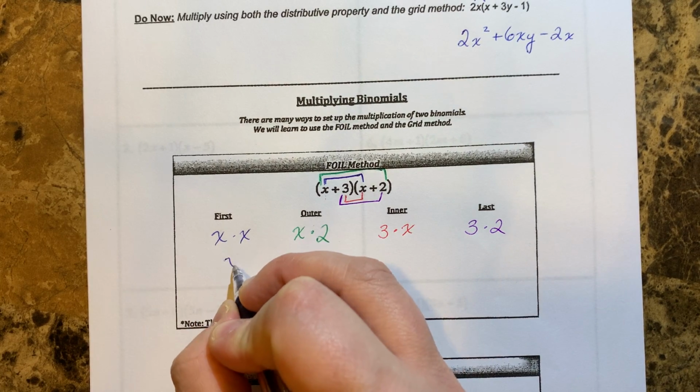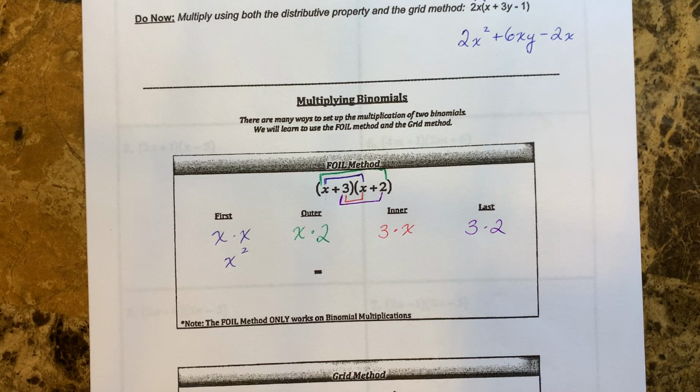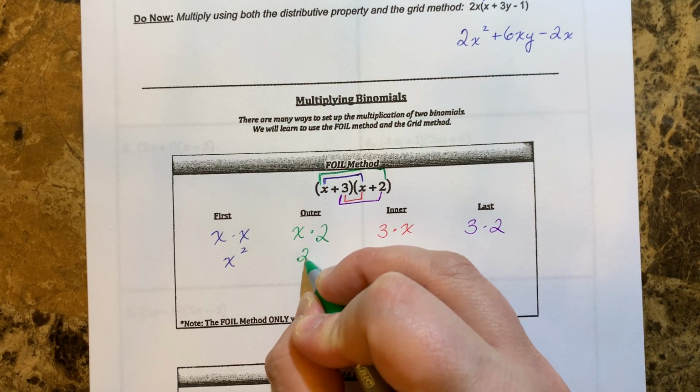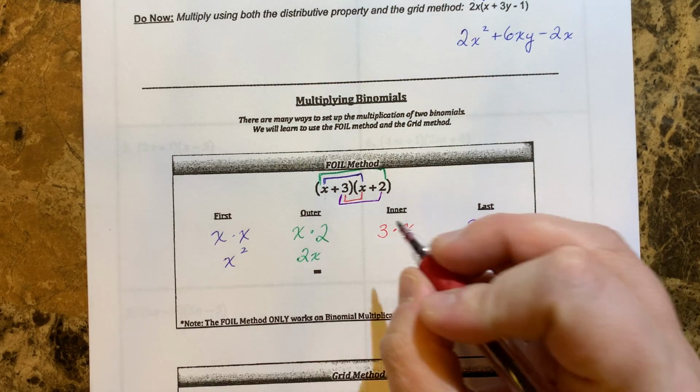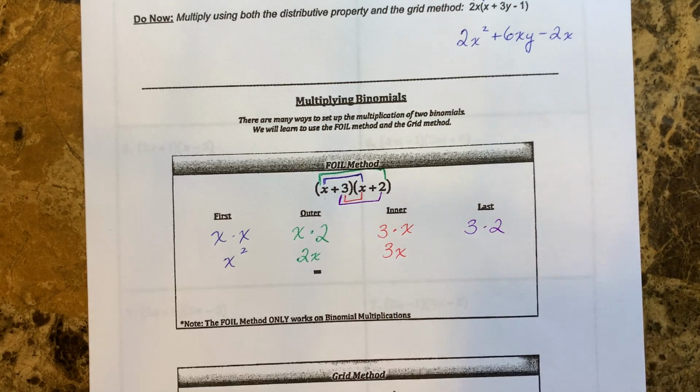The first, x times x, is x squared. The second, x times 2, well, we usually write a coefficient first, so that's going to switch to 2x. 3 times x is 3x. And the last terms, 3 times 2, makes 6. So what we're going to do is take these 4 independent pieces and put them together. When they aren't like terms, by putting them together, I just mean writing them together with their operations. When they are like terms, I mean actually adding them with the rules we learned for adding or even subtracting polynomials.